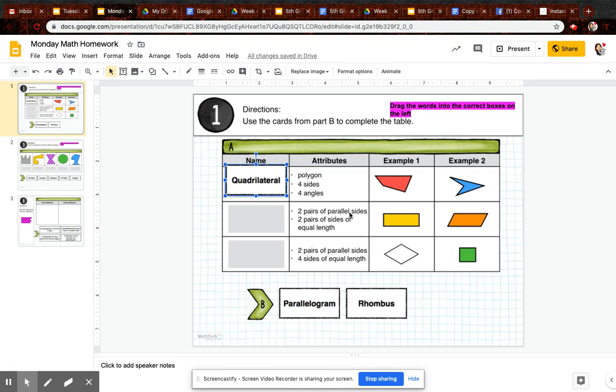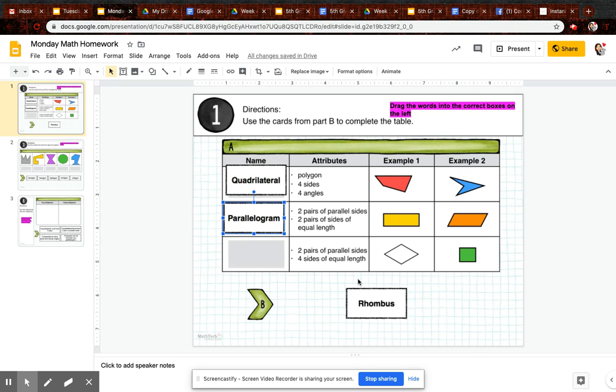Next, I have two pairs of parallel sides, two pairs of sides of equal length, meaning two sets of lines are parallel. Two sets of sides are equal. So that could be either a parallelogram or a rhombus. So here are some examples. This is a rectangle, and this is also a rectangle, but it's also something else. This is going to be a parallelogram, and the reason I know that is parallel. Two pairs of parallel sides, parallelogram.